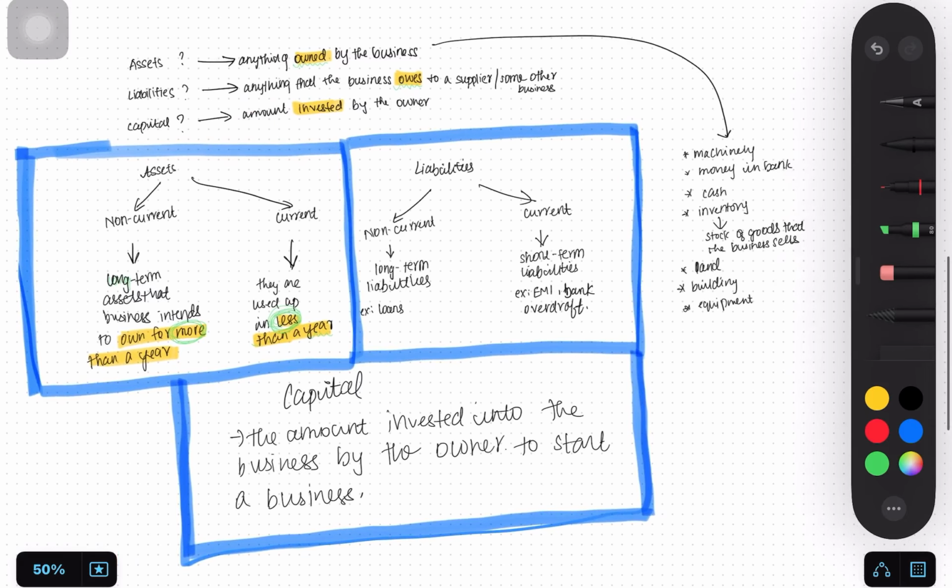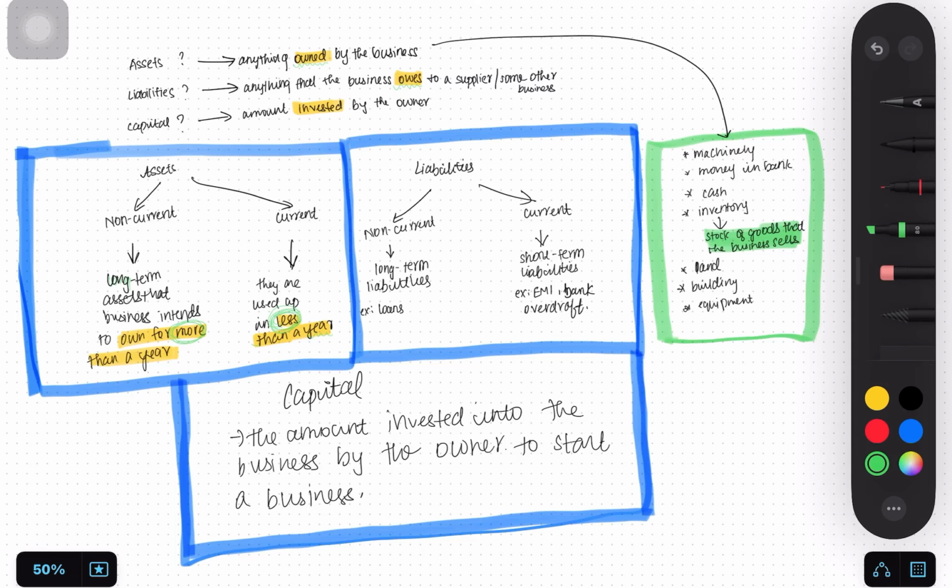We also saw a few examples for assets that is put up over here. They are machinery, money in bank, cash, inventory. Inventory is basically stock of goods that the business sells. For example, if you're selling handmade soaps again, you will have to make a batch of soaps and store it so that you can meet the customer demand. If customers order your soaps, you'll have to give it to them.